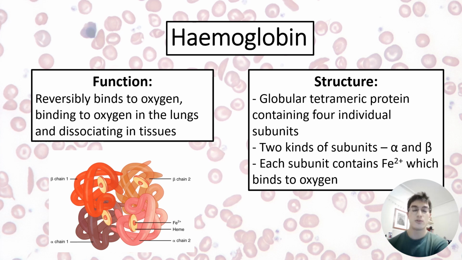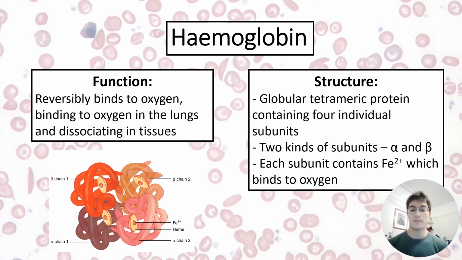So we do have a small amount of oxygen that's just dissolved in our blood, in our serum, but it's really not enough. So this molecule allows us to transport oxygen from the lungs, where there's lots of oxygen, to the tissues, where there's much less oxygen and which needs the oxygen.